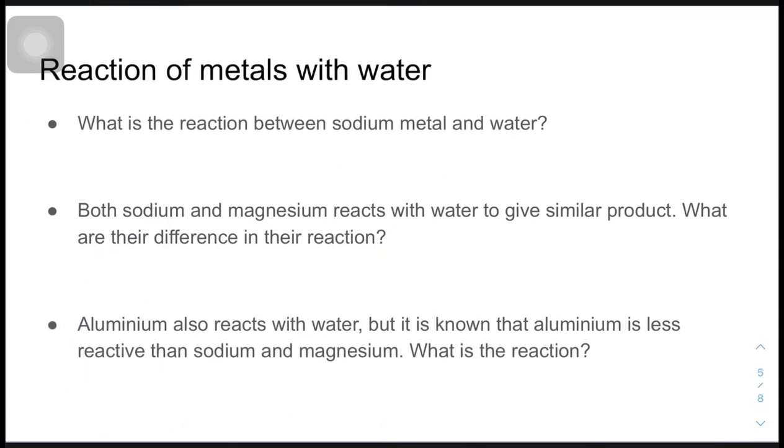Let's go to the next question. And now this is the reaction with water. What is the reaction between sodium metal and water?